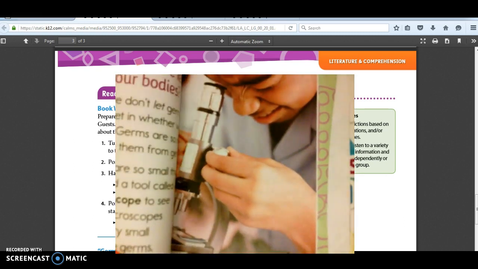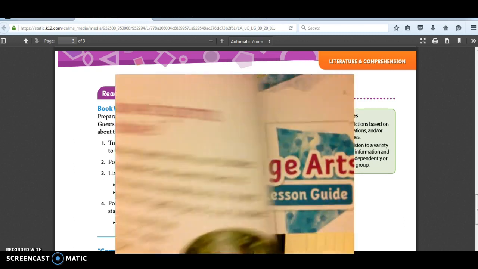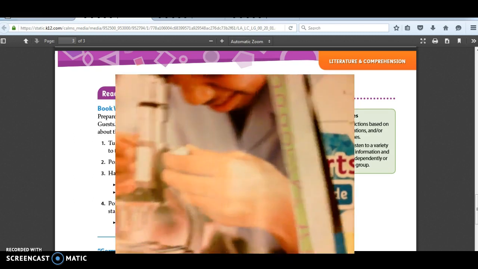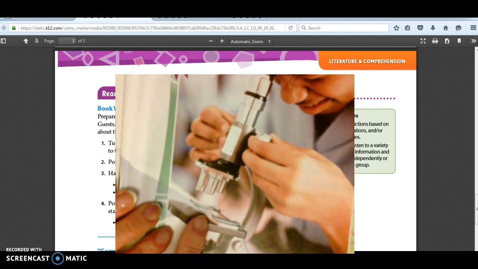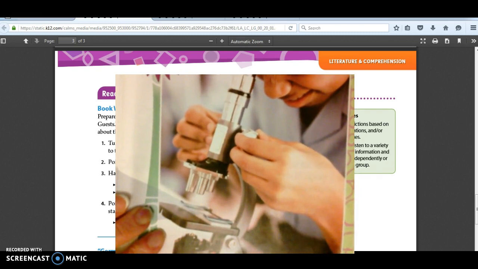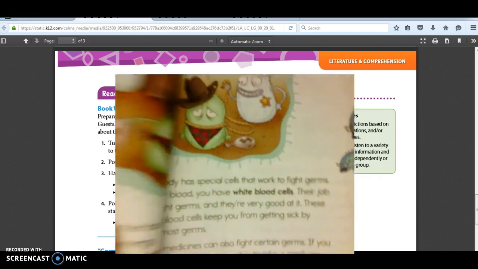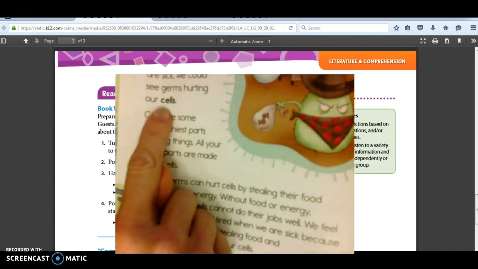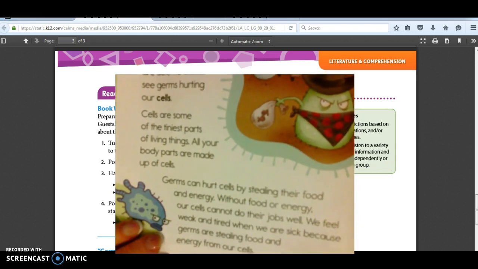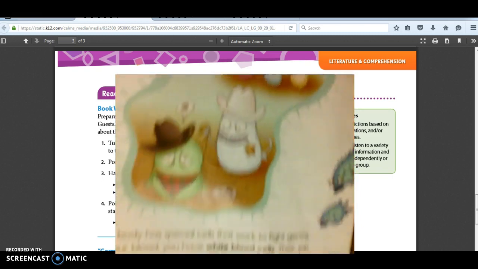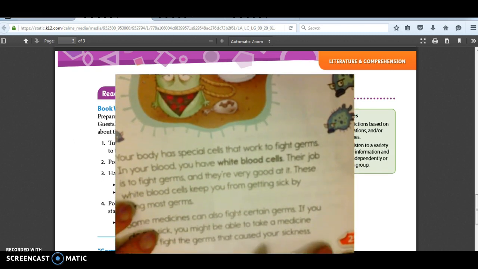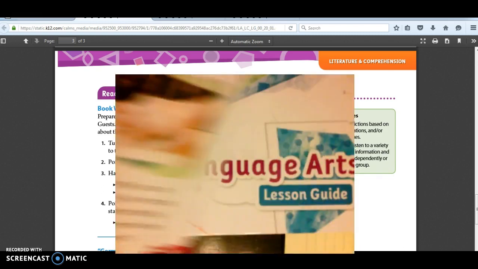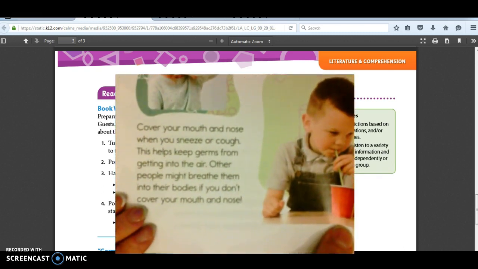Point out any captions or headers in the article to your student. Point out that this is a microscope, which is one of the vocabulary words that you went over with your student. Go through and let them look at all of the pictures, pointing out the words that you've already told them about, the new words. Give them a chance to look at all of the pictures before you begin reading the article to them.